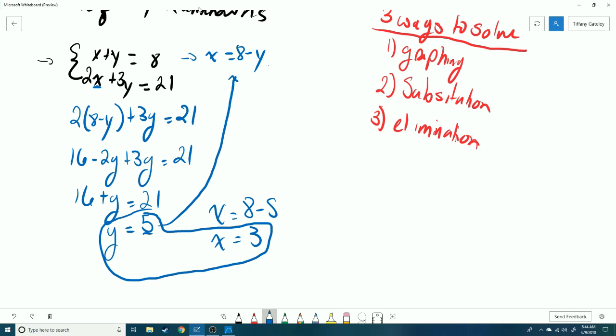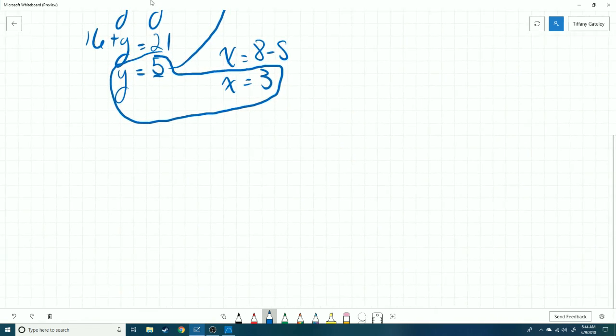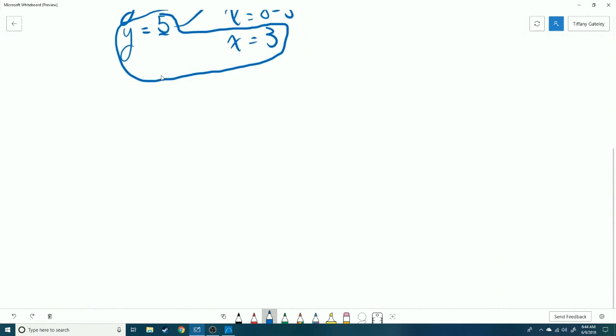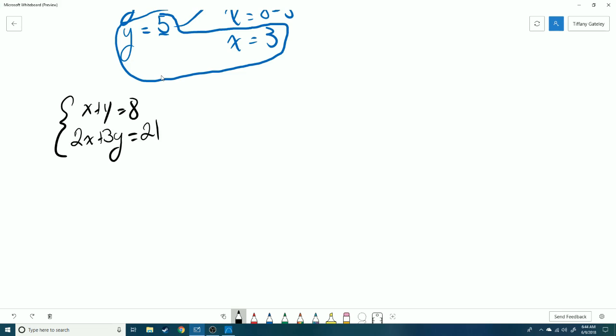Now we're going to do the same problem, so we already know the answer, but this time we're going to do it by elimination. So let's rewrite it again. X plus y equals 8 and 2x plus 3y equals 21. Okay, so now instead of substitution, we're going to eliminate.